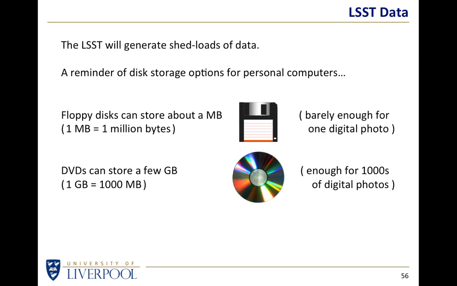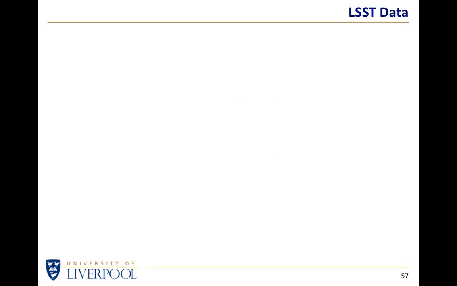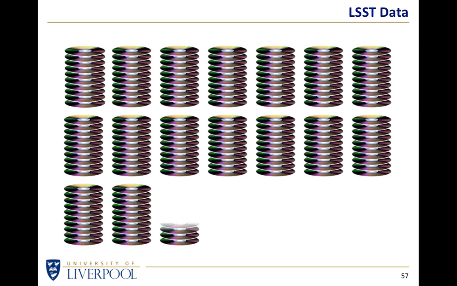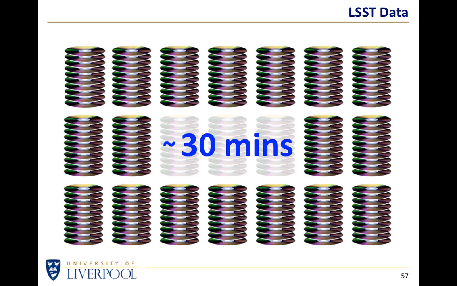But of course, we don't use floppy disks anymore, so one option is to say, but DVDs are better. A DVD can store gigabytes of information, not megabytes. And of course, a gigabyte is 1,000 megabytes, and that's enough for thousands of digital photos. I reckon for some of the images I've taken of wildlife, I might be able to store 10,000 images on a DVD. But if the LSST attempted to use DVDs as the storage, how long would it take for them to fill up not one DVD? Let's give it a bit more of a challenge. How long would it take the LSST to fill that many DVDs, where each DVD is capable of storing 10,000 images of zebra? The LSST could fill that many DVDs in approximately 30 minutes.